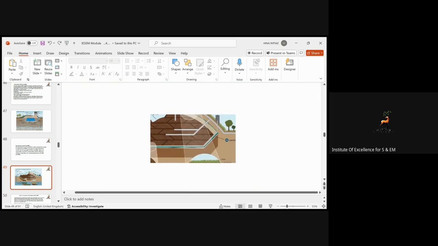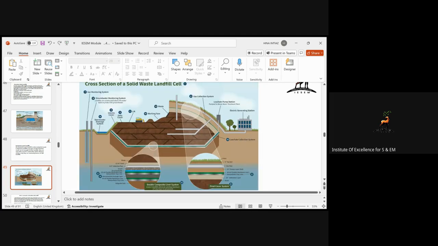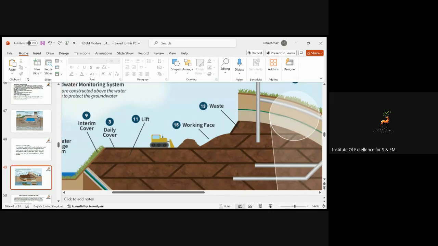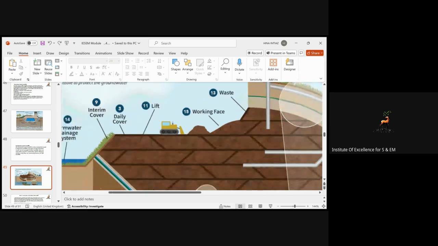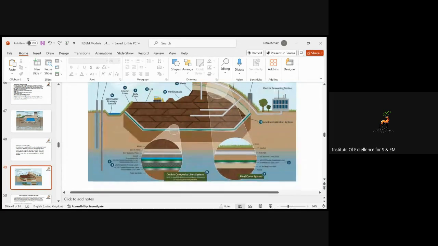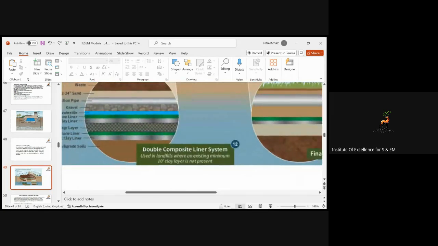Moving towards the 11th, which is basically a lift. So an 8 to 10 foot thick layer of waste within a cell is known as a lift, which has been installed for proper compaction. And the next one is the double composite liner system.